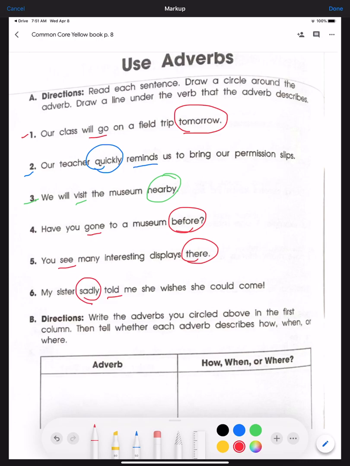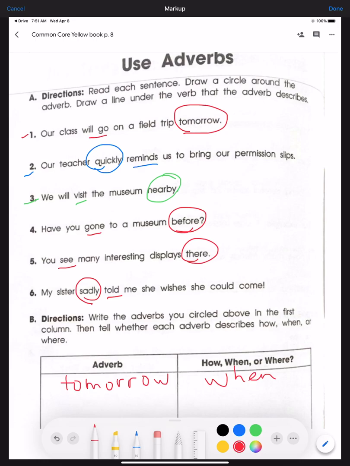Now for part B, those directions are right above, or right below where we've been working. Write the adverbs you circled above in the first column, and then tell whether each adverb describes how, when, or where. So the example would be go. And does go tell us how, or excuse me, I have to change that. The adverb is tomorrow. And does tomorrow tell us how, when, or where? Tomorrow is an adverb that tells us when.